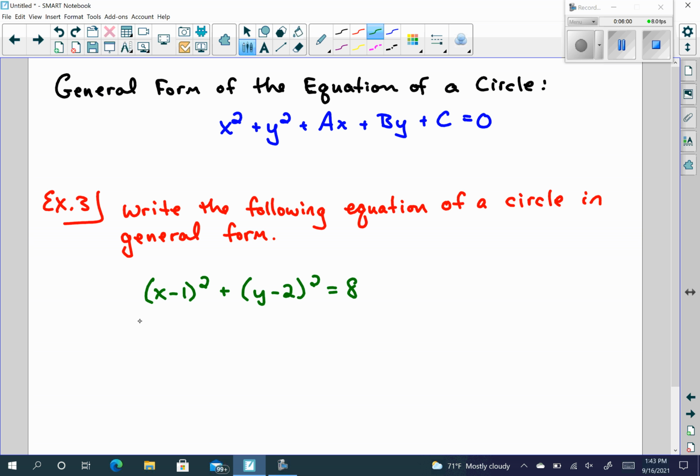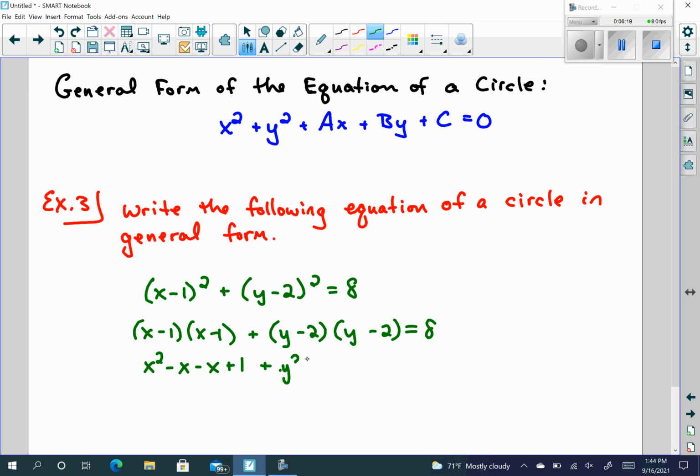Okay, so when we expand x minus 1, that quantity, when we square it, becomes this. Likewise for the y minus 2, then we're going to use the FOIL method. So we're going to get x squared minus an x on the outside minus x on the inside, and then a plus 1 last. Over here we're going to get y squared first. We'll get a minus 2y on the outside, minus 2y on the inside, and then plus 4 last.